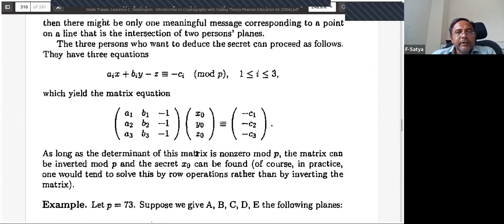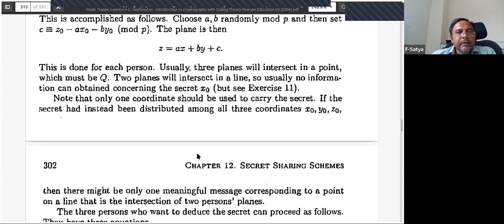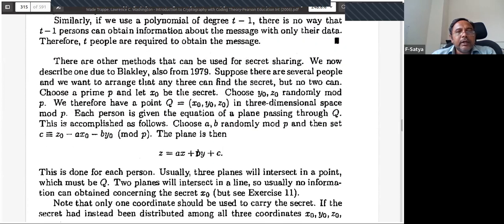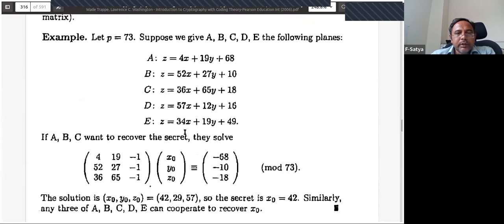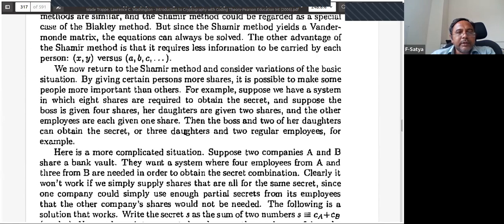And the other approach is what I told you, right? There is another method due to Blakley in 1979. There are several people, and we want to arrange that 3 can find the secret. So this is the method I explained to you, correct? Yeah. So there is only that much example.